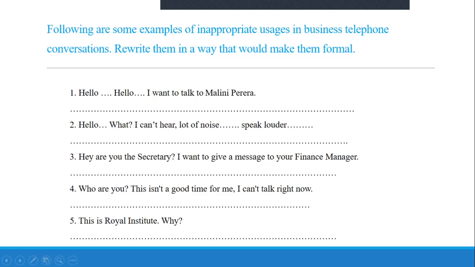Then number two, it says, "Hello, what? I can't hear, lot of noise, speak louder," right? So you have to rewrite this sentence without changing the meaning, okay? What is actually being said here? Try to write it in a more formal manner, right?